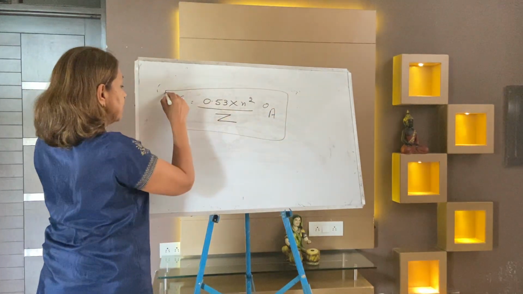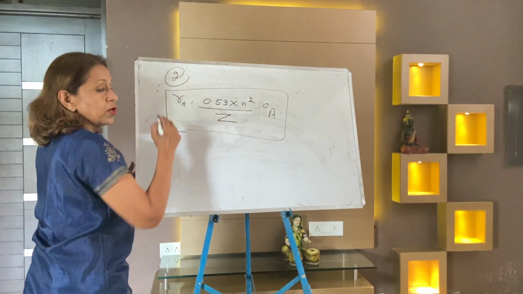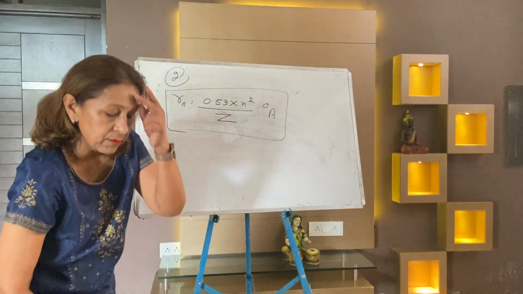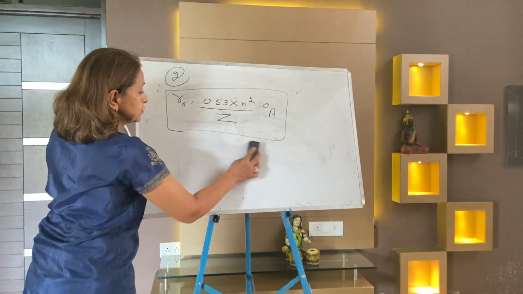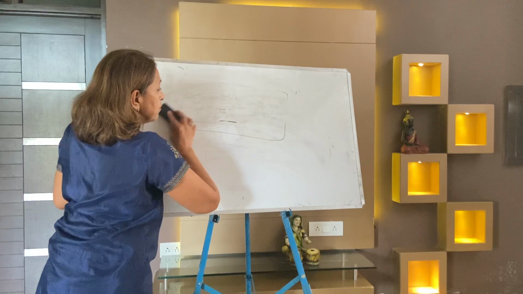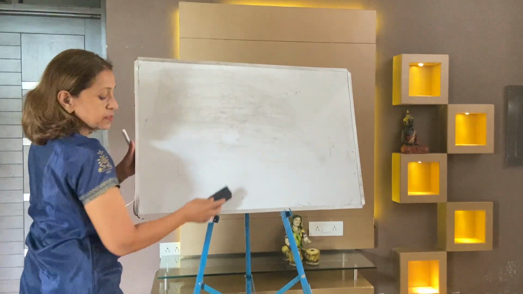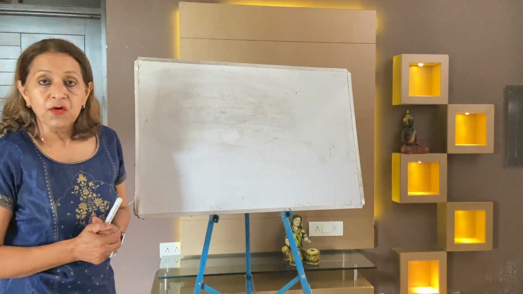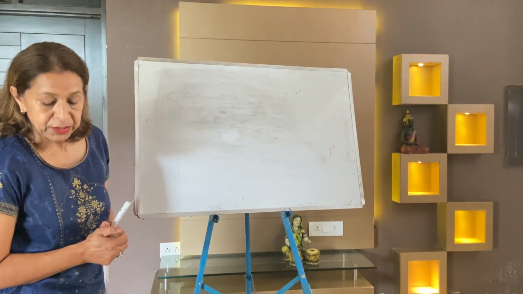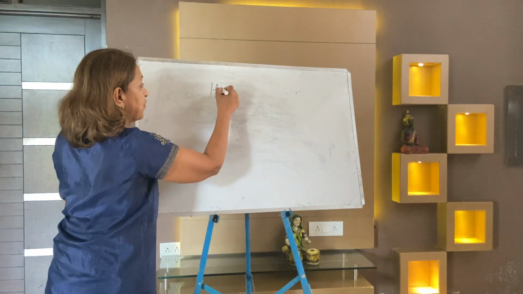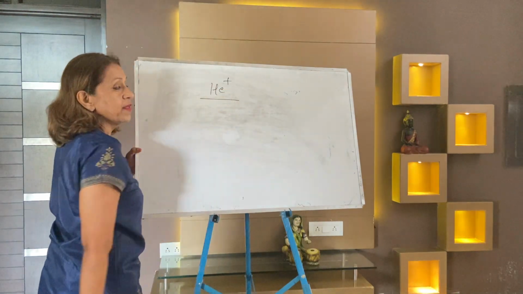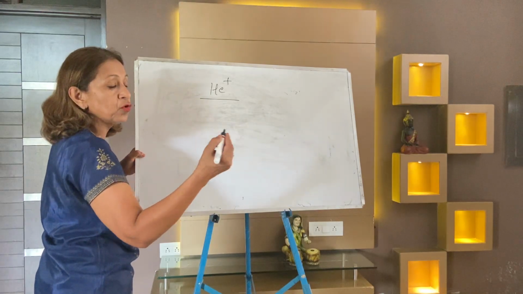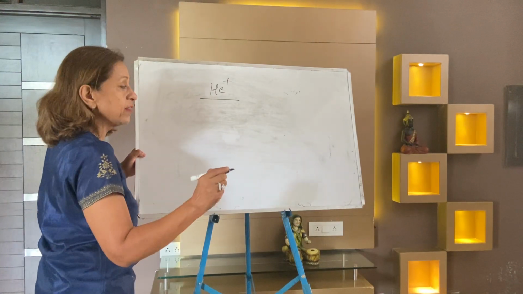Radius. To find the radius, the formula is this. Now I am taking a few questions regarding radius. Write the first question, an MCQ type question. Calculate the radius of the third and the fifth orbit of helium plus, and then find the ratio.